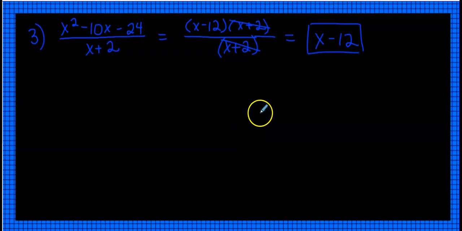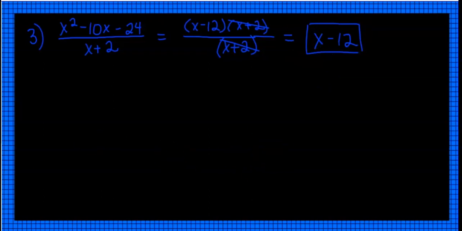Don't forget that if we were graphing this, we would want to know what the extraneous roots were, and we would set up the x plus 2 equal to 0. So x would not be able to equal negative 2. So this right here equals this as long as x doesn't equal negative 2.